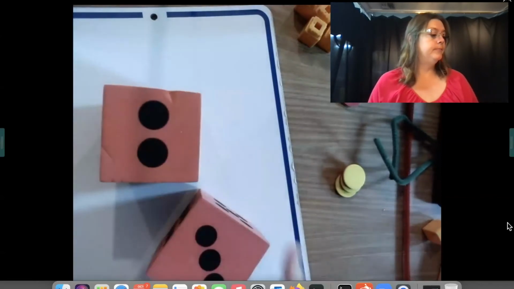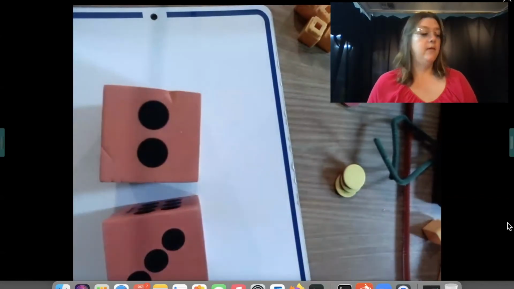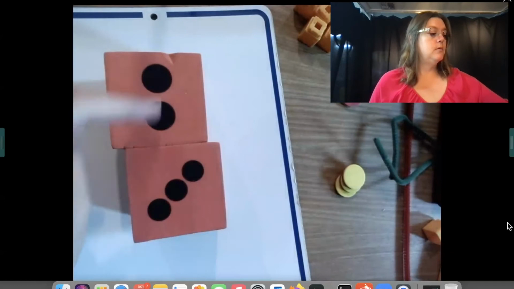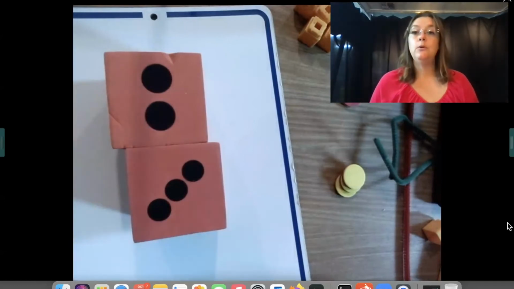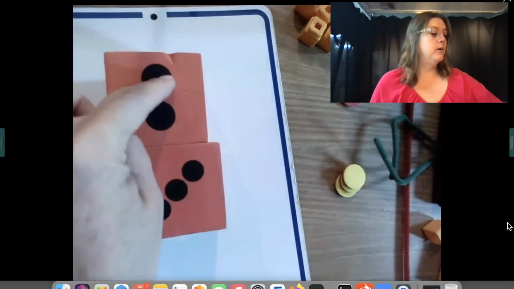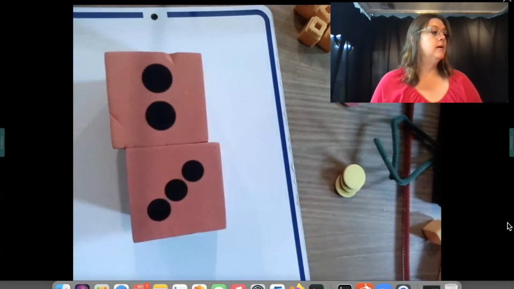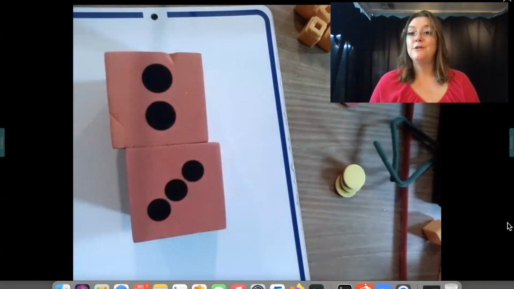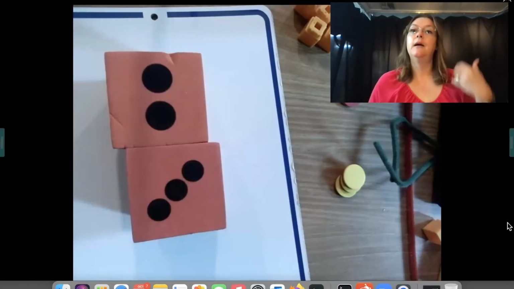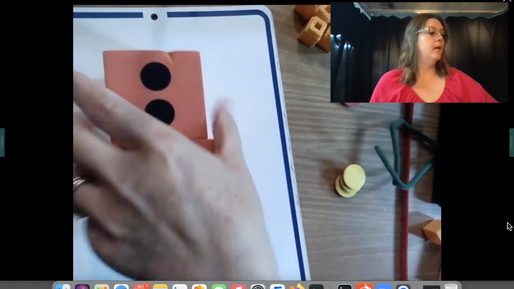Dice are great because I can use dice for multiple things. Dice can be used to roll. And then we can talk about the numbers that they see. So what do you see here? I see 2 and 3. 2 and 3 make, and they go 1, 2, 3, 4, 5. So that's another way for them to be able to do some addition and subtraction.